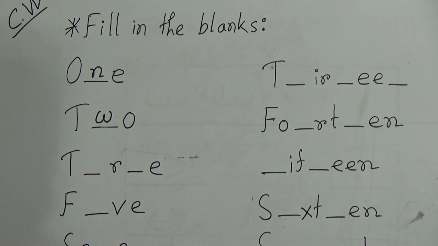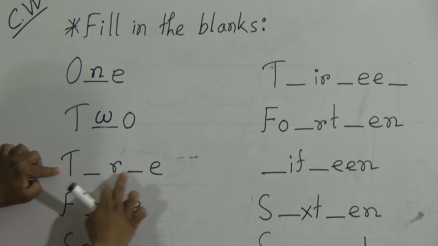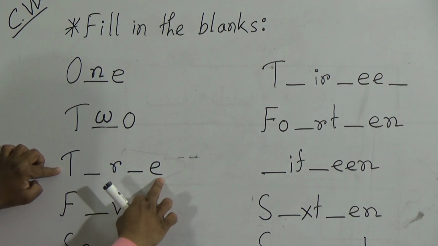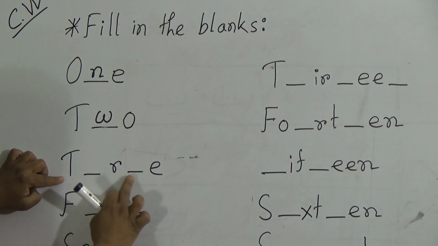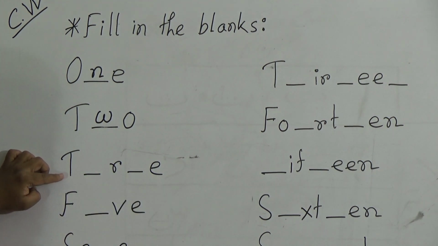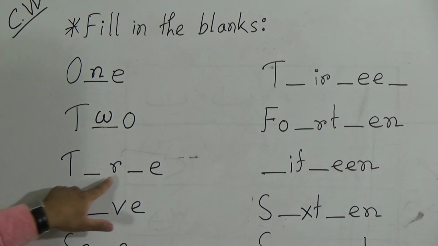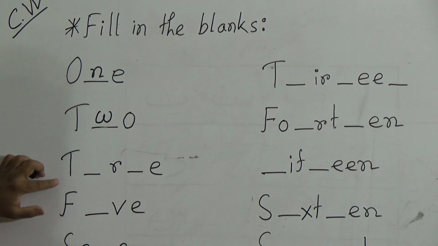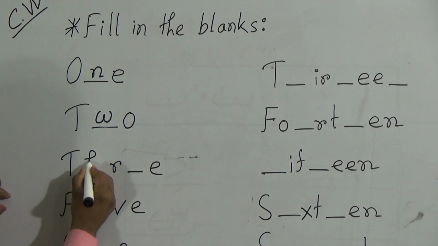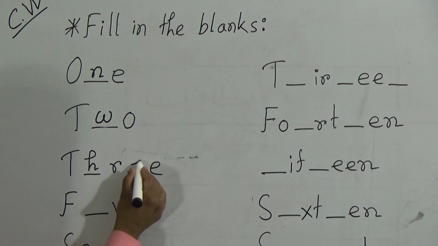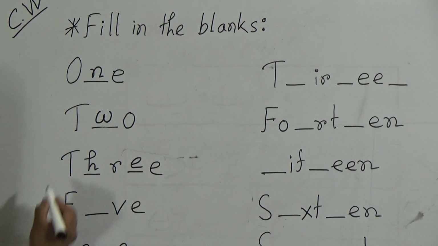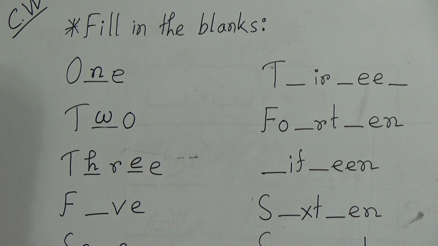The next one is T blank R blank E. So this should be 3. Okay, T-H-R-E-E, 3. You have already learned the spelling of the words. So the first blank will be filled up with the letter H, and the second blank will be filled up with E. Now the spelling is T-H-R-E-E, 3.